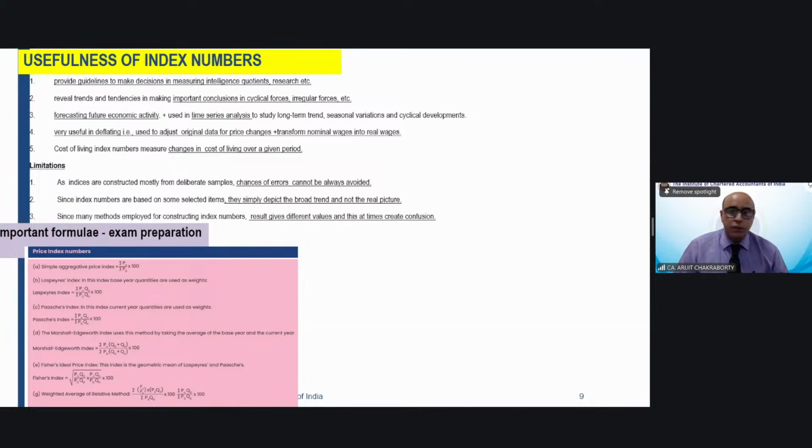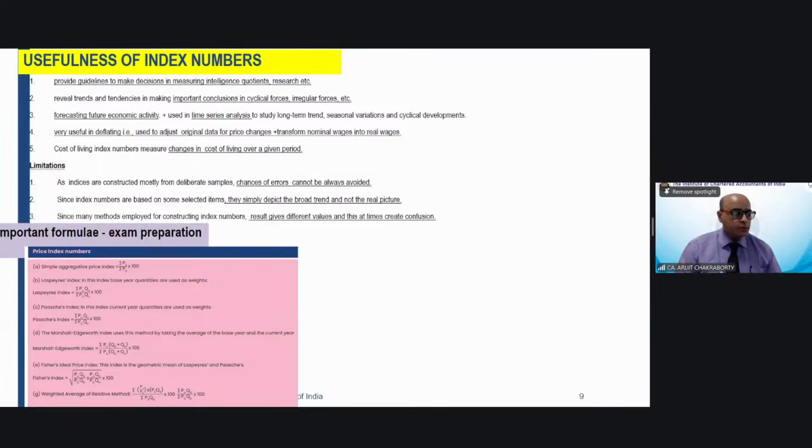Third, what is it? Marshall Edgeworth. We have seen here the quantity is nothing but the simple average, the arithmetic mean, of the base year quantity and the current year quantity. That is, for Marshall Edgeworth, quantity will be Q0 plus Qn divided by 2. Fisher's ideal index, we have seen already, we have examined. Fisher's index is the geometric mean of the last period index and the purchase index.